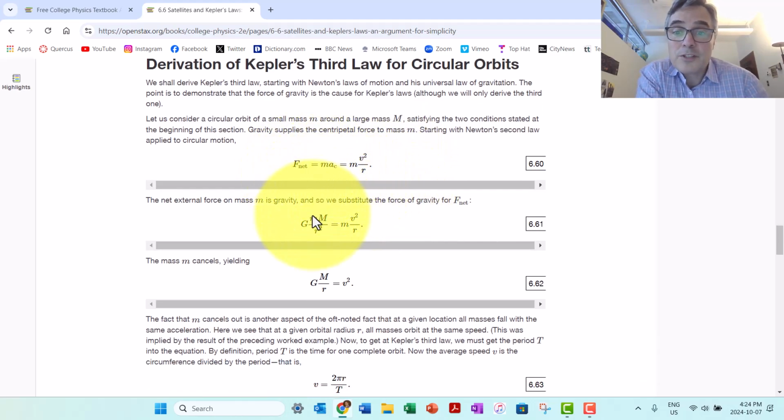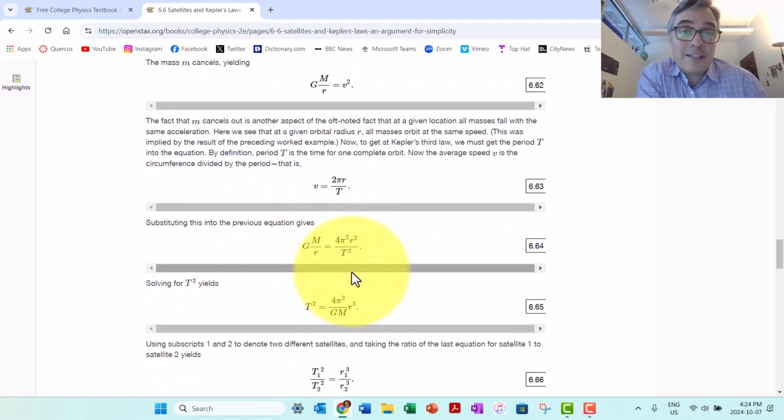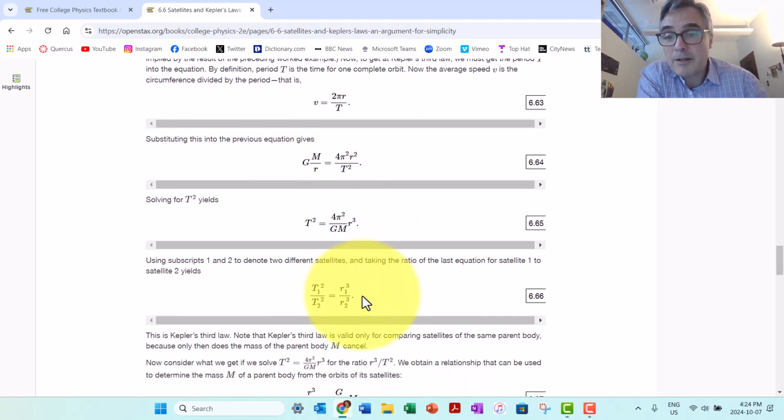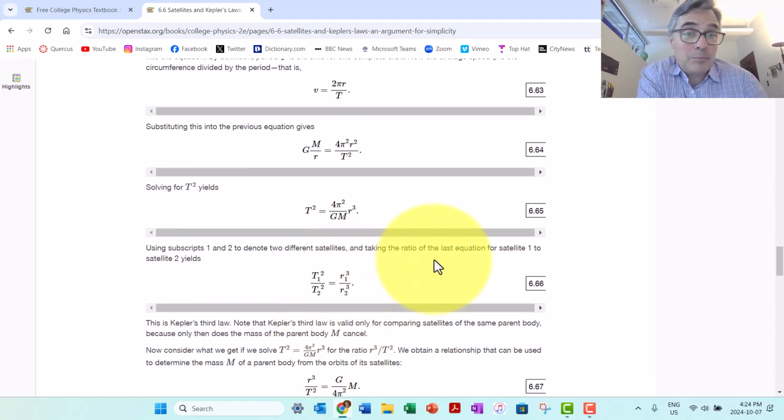You set the net force equal to GMm over r squared, can solve out for the speed of a circular orbit, find out the period. If you know the speed and the radius, you can find the period, and T squared equals some constant times r cubed. So anytime you take the ratio of two different planets, they'll have the same value of 4 pi squared divided by G times the mass of the sun. And so you get Kepler's third law.